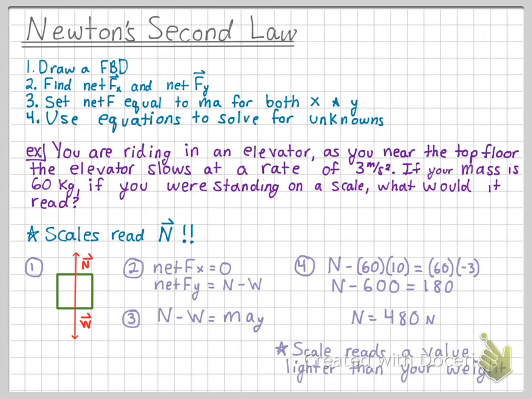It's important to note that this is a lighter value than what the scale would read when the person is not accelerating. When the person was not accelerating, the normal force would have been 600 newtons. This makes sense because when you're traveling up in an elevator and the elevator begins to slow, you feel as if you're being pushed upward slightly, and therefore the scale would say that you weigh less.